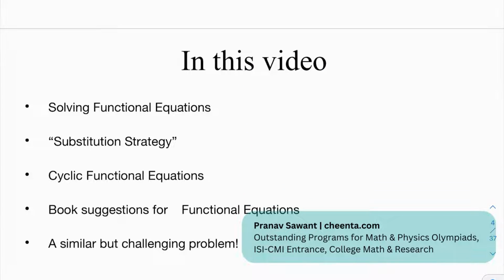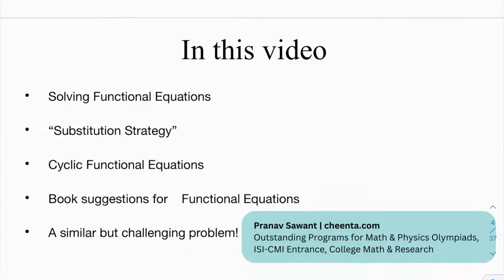And in this video, we're going to be learning about solving some functional equations, the substitution strategy, which, as you might have seen, is the most commonly used and probably the most important strategy when it comes to solving functional equations. Then we're going to see what cyclic functional equations are. And actually, if a functional equation is forming some sort of cycle, its solution is usually easy to find. And then after that, we have some variations of functional equations, and at the end, a similar but challenging problem.